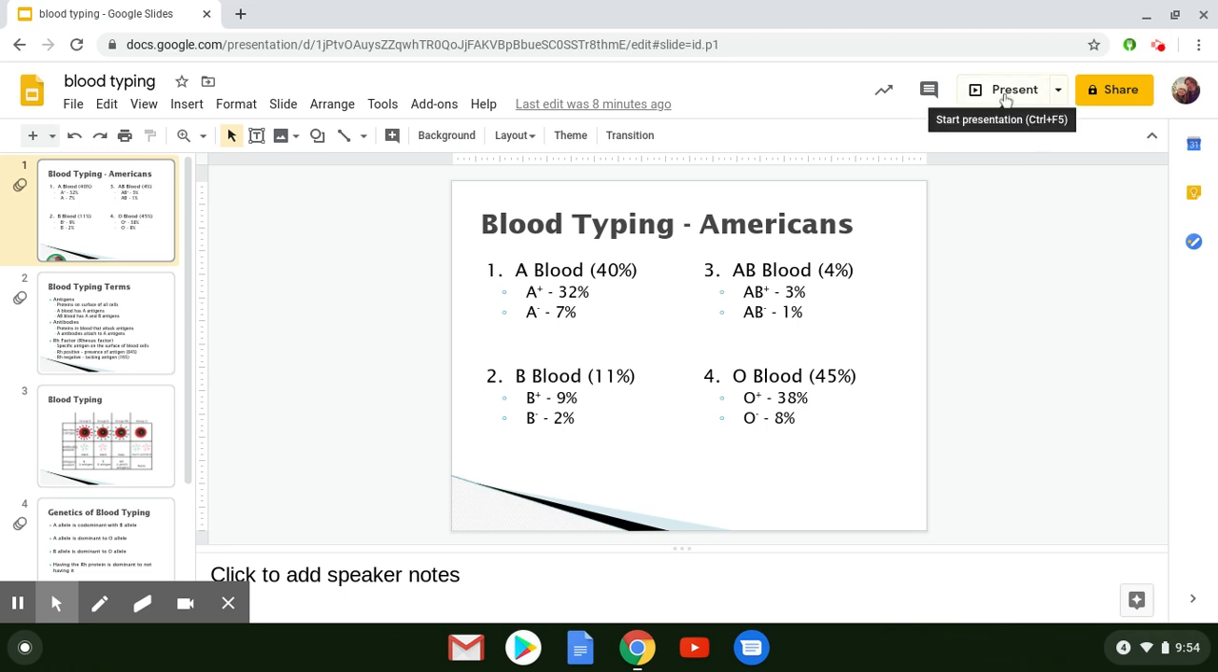Hi, everybody. Good morning. We're going to learn about our last topic for the year, and that is blood typing.